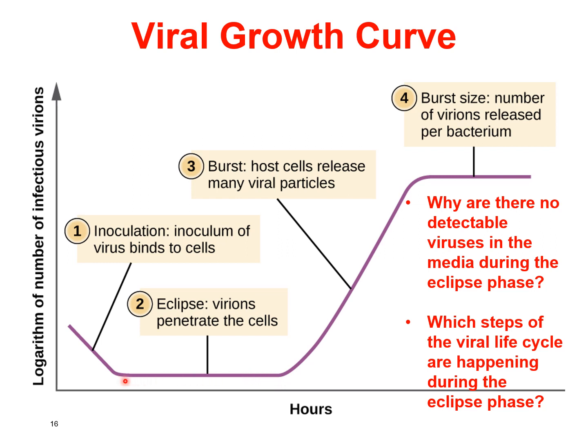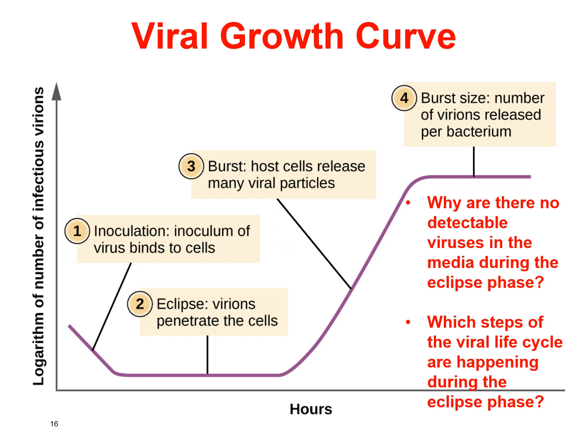So what's happening in this eclipse phase, why there are no detectable viruses outside of the cells, is because they're all inside the cells. So during the eclipse phase of the viral growth curve, the reason that there's no viruses outside the cells is because they're all inside.